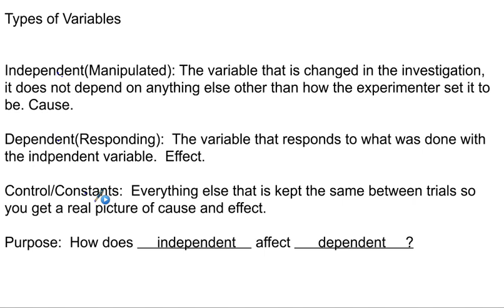When we are writing a purpose for our experiment, a good purpose always says, how does the independent variable affect the dependent variable? How does the color of my clothing affect how hot I get? Okay, so the color of the clothing would be independent, the dependent would be how hot you get.